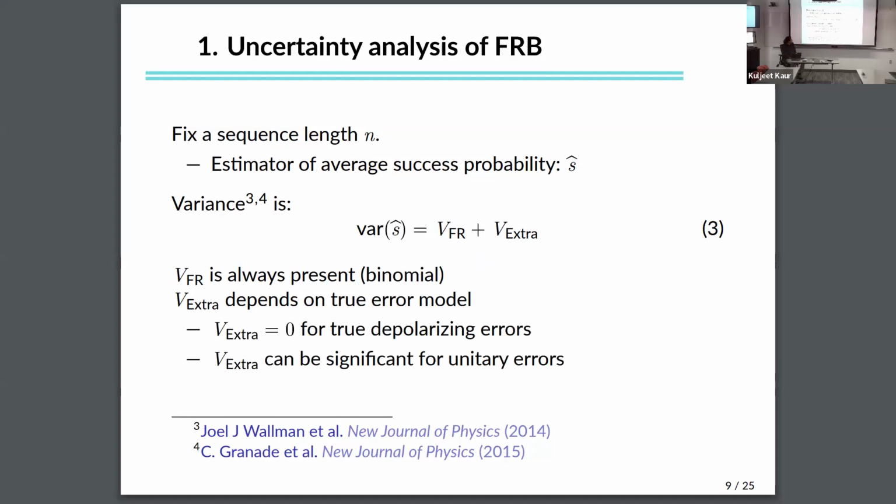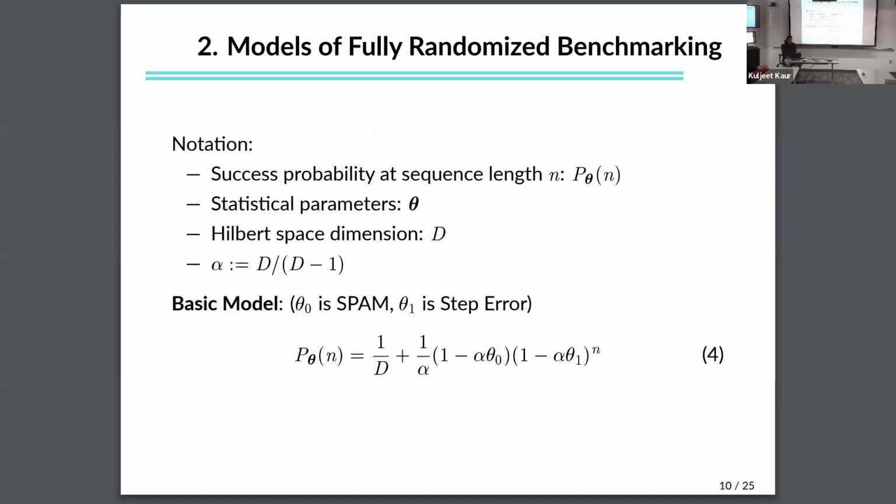Specifically, when I say it depends on the true error model, for example, if you actually have depolarizing channels in the experiment, which you rarely do in practice, then B extra is 0, so there is no additional variance term. But we find that if you have unitary errors, and we studied this with an approximate unitary error model, then B extra can be quite significant in cases where your errors are unitary and coherent. This was our main motivation for studying variance here: to see in practical experiments whether the extra variance term makes a difference in your total error bar at the end of the day. And we find that it does, and I'll talk more about this in a bit.